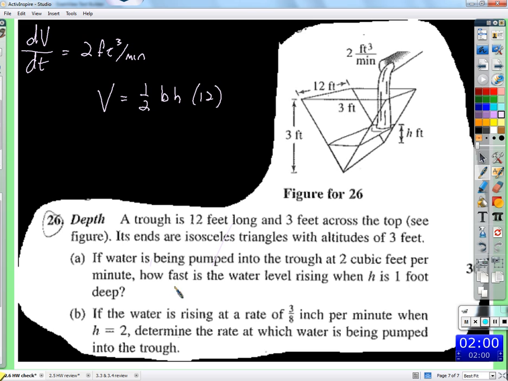Even though they say when it's 1 foot deep, it's 1 foot deep, but it's changing. That's a value that's changing. It's not always 1. It's 1 at an instant. So I don't want to plug that in until I take the derivative.